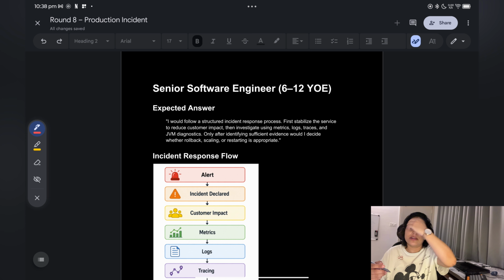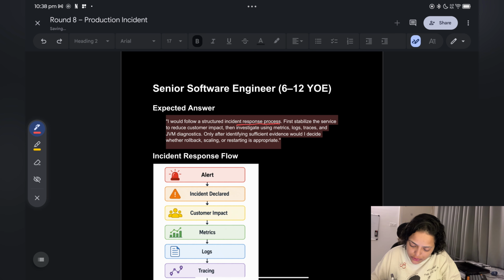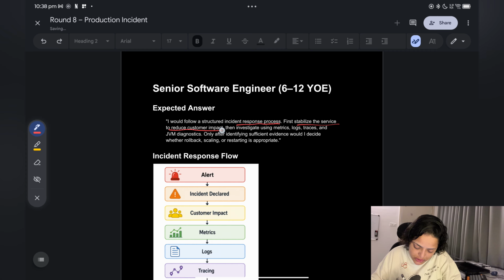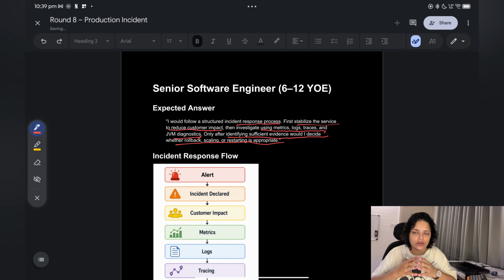Now the senior software engineer, with 6 to 12 years of experience. The expected answer would be: I would follow a structured incident response process. First, stabilize the service to reduce customer impact. So he is also concentrating on reducing the customer impact first, and then the mitigation plan. Then investigate using metrics, logs, traces, and JVM diagnostics. Only after identifying sufficient evidence would I decide whether rollback, scaling, or restarting is appropriate. Sometimes it is not always required to roll back. You can autoscale, increase the number of pods, or restart the system, according to the metrics he gets.